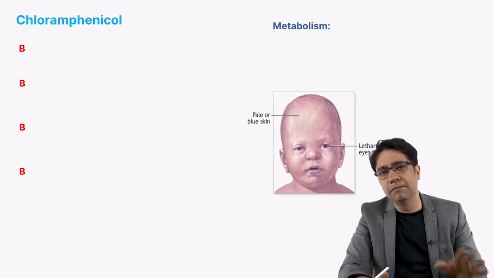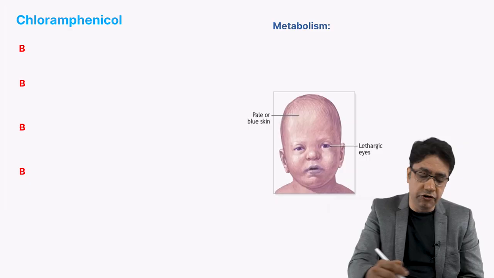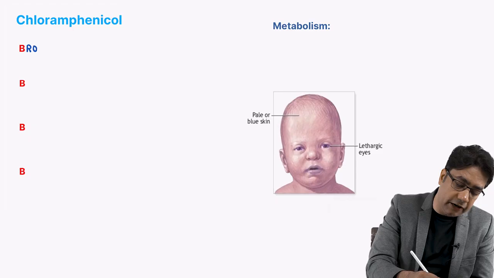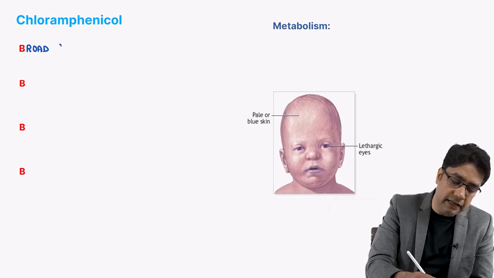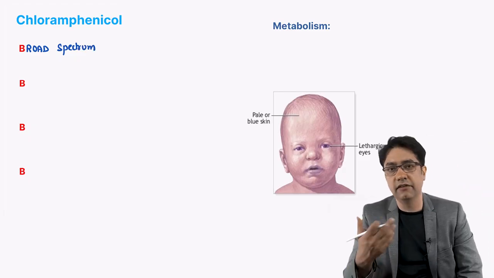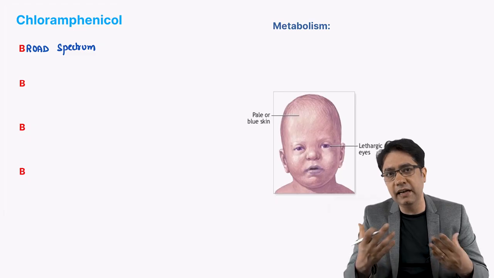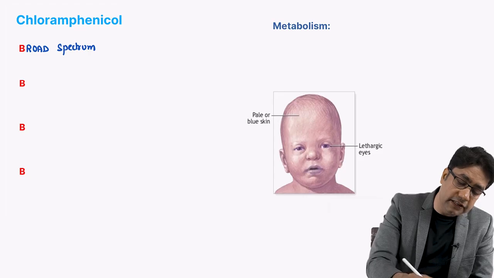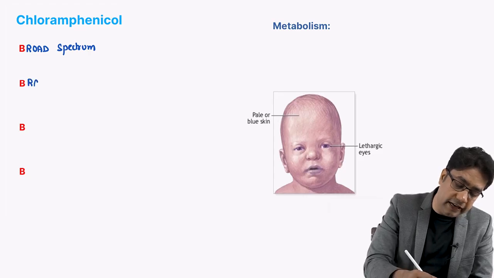For that, just remember 4 B's. First B is for chloramphenicol being a broad spectrum drug. That means it kills all types of bacteria: gram positive, gram negative, anaerobic, atypical which lack cell wall. Its brain entry is very good. It enters very well into the brain.